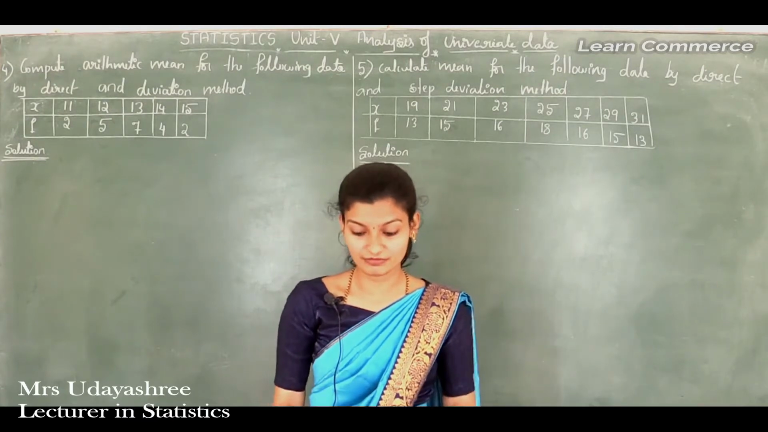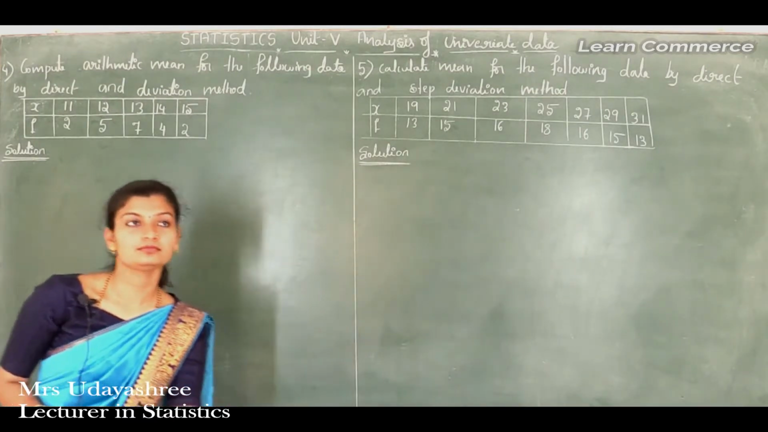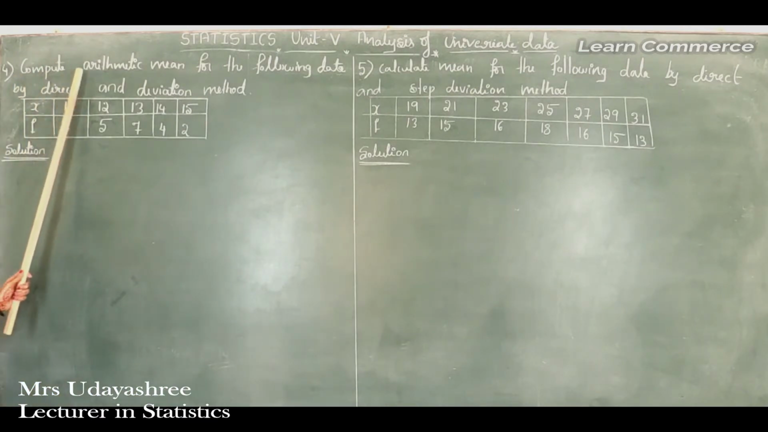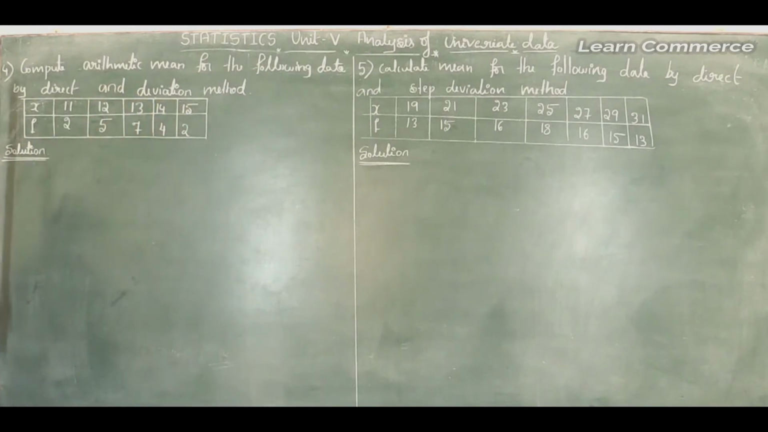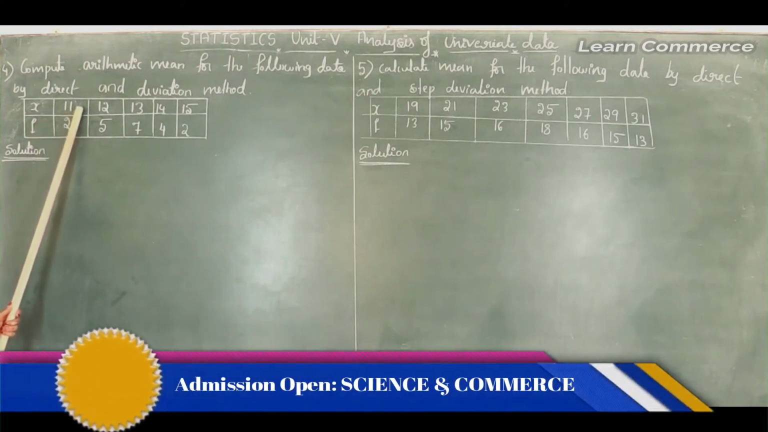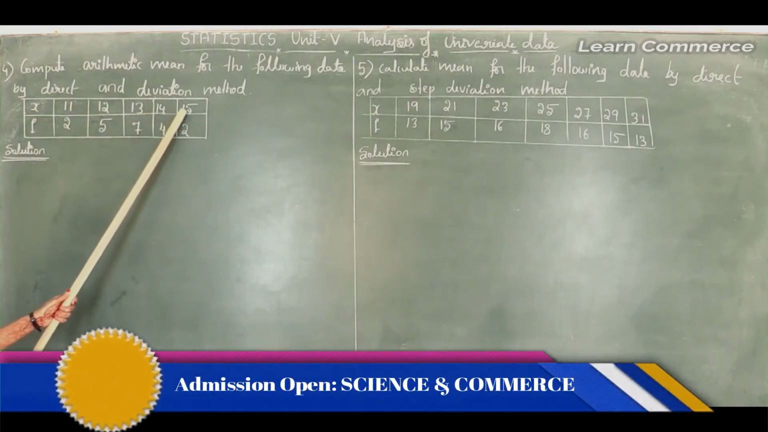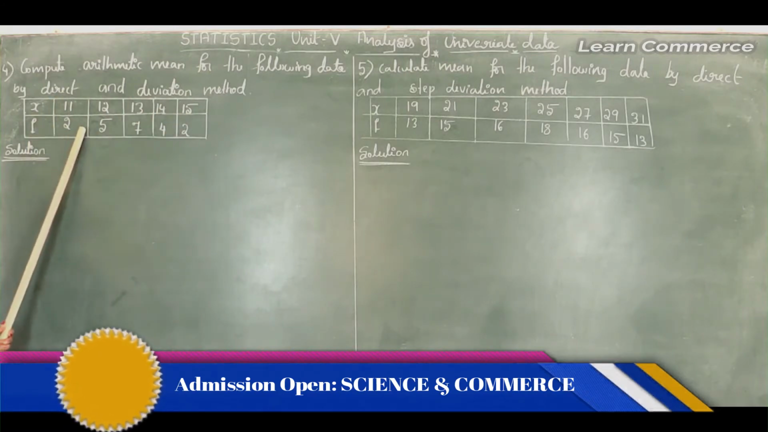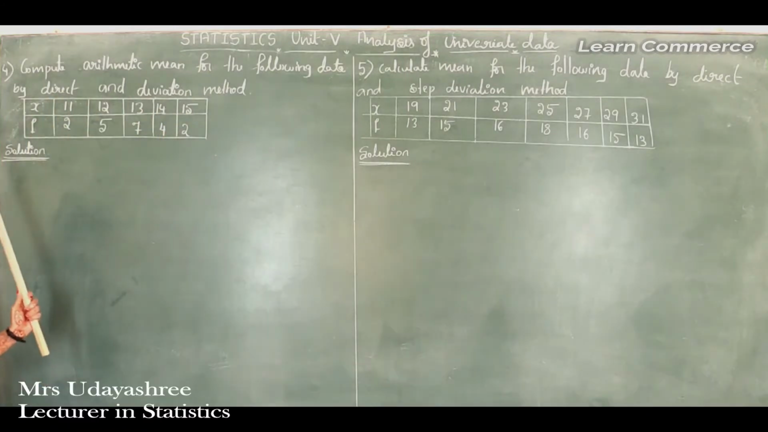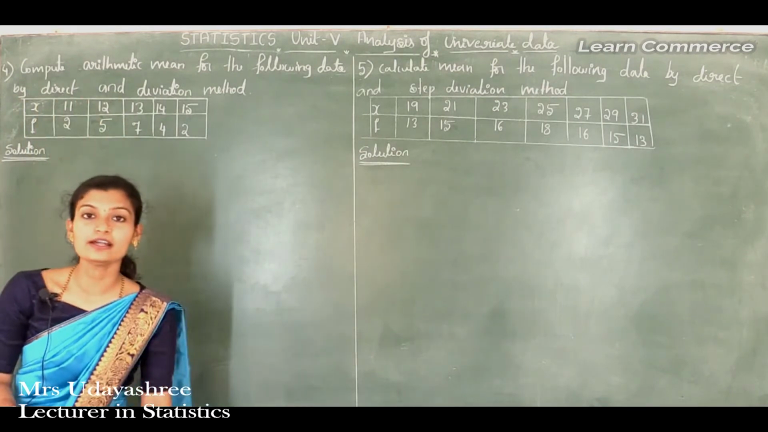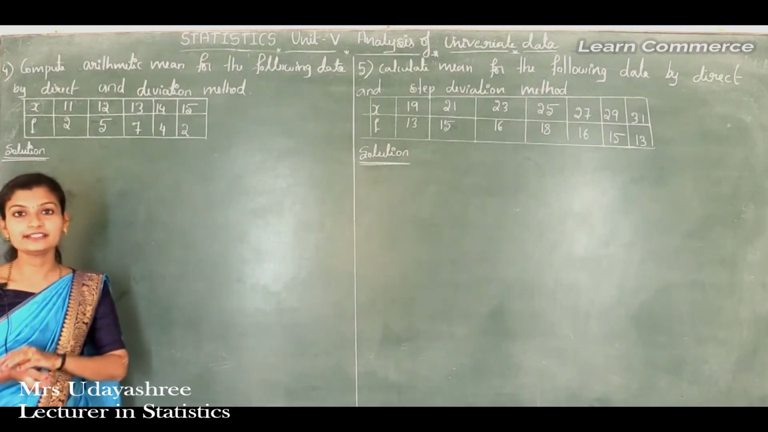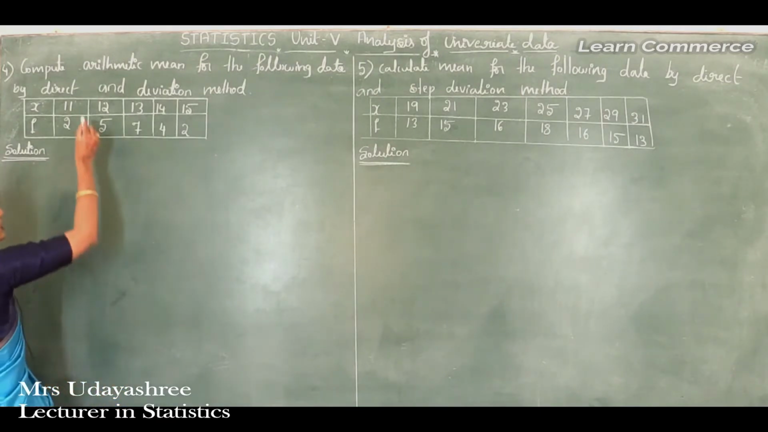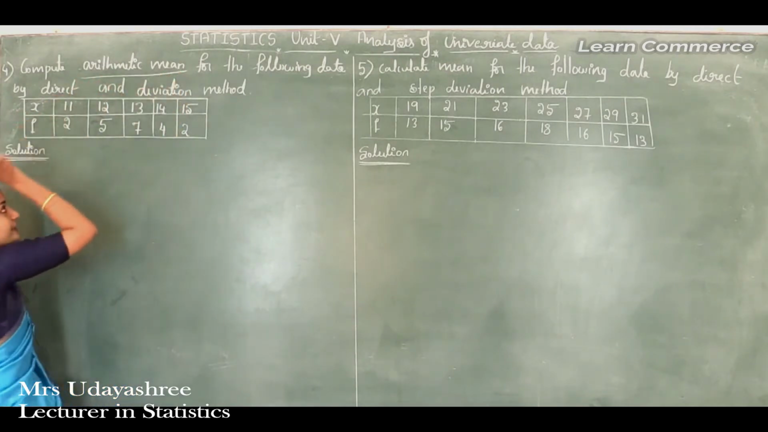Let's start problem number 1, that is, compute arithmetic mean for the following data by direct and deviation method. So here the given observations are x and f. The x observations are 11, 12, 13, 14 and 15 and the f observations are 2, 5, 7, 4 and 2. See here, x and f observations are given and therefore it is discrete data. So here we need to calculate arithmetic mean using direct and step deviation method.